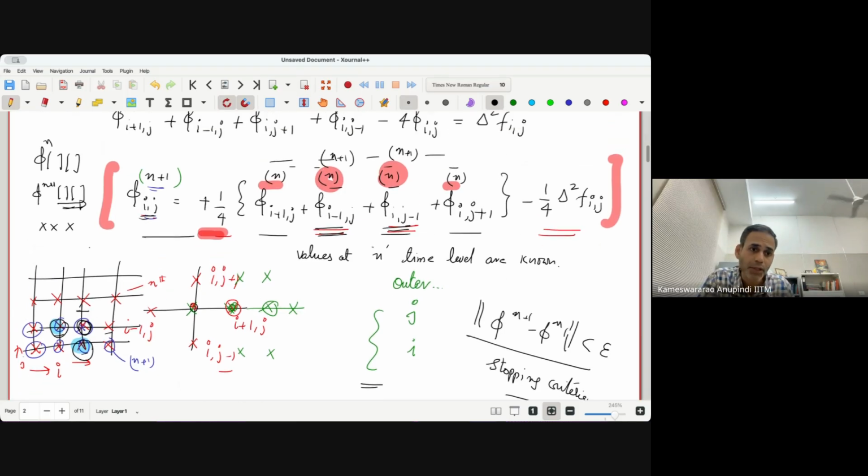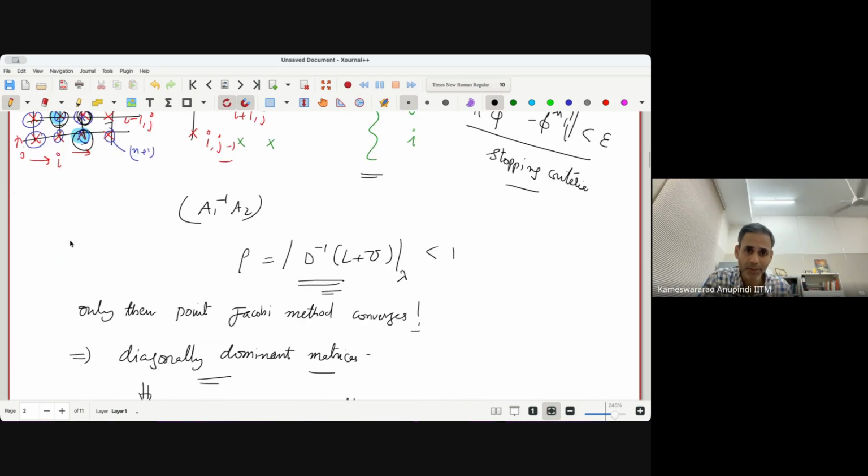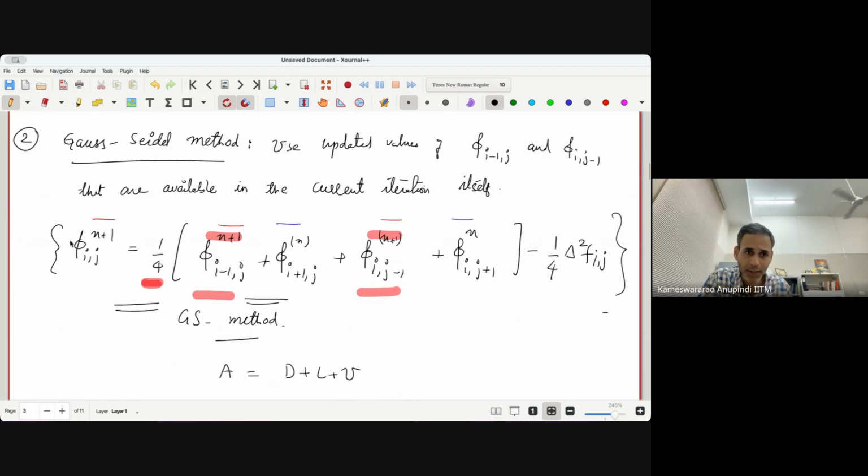So as a result, Jacobi, not only is it slow, it is also more memory intensive, right? Because it requires double the memory of Gauss-Seidel. Whereas in Gauss-Seidel, we can get away with just one array, phi n plus 1 or phi n, whatever, because we can update the value as soon as we get it.